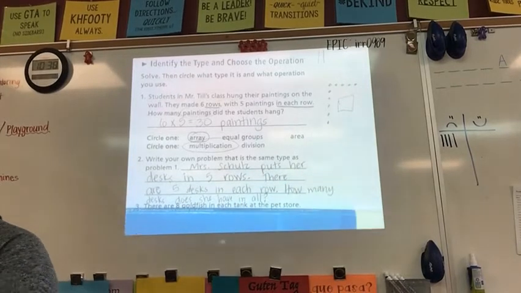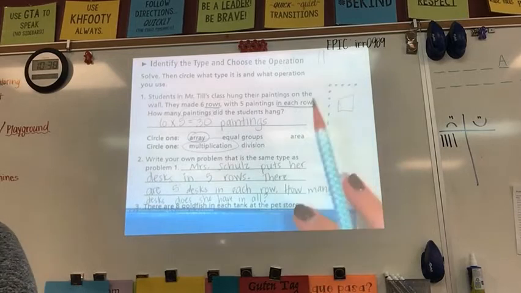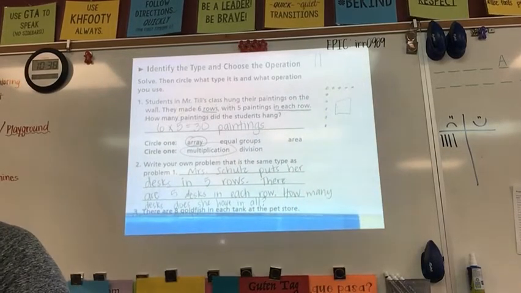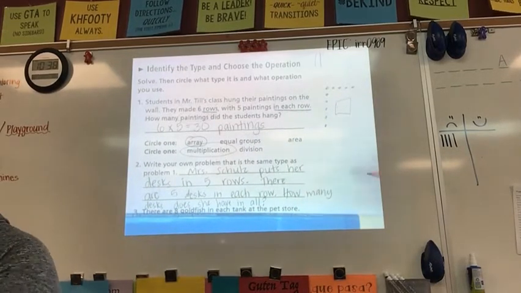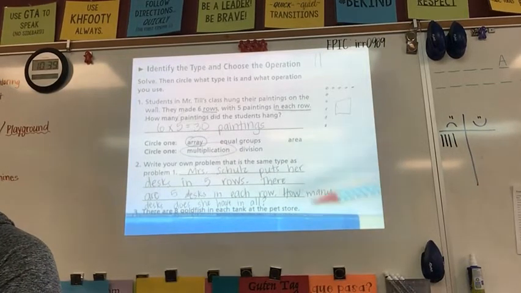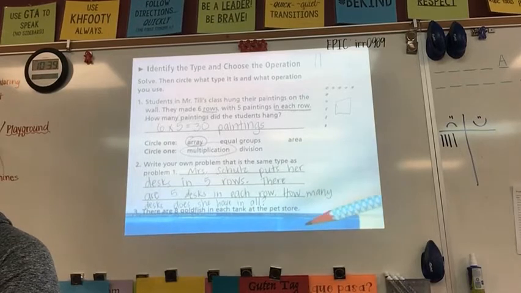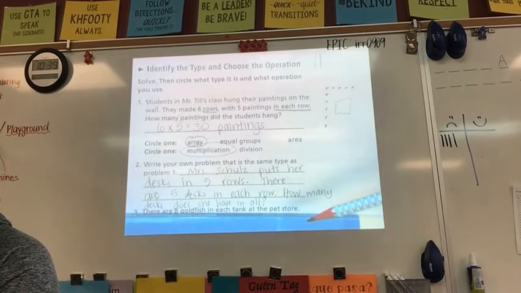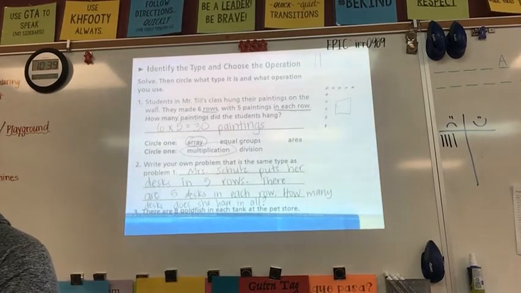Question mark. That's sloppy. Now, I've written my own problem that's the same type. That's it. That's all I got to do. I don't even have to solve it. And the reason for this is, by the end of today, you guys are going to have created some fun problems for us to practice on our next math workshop day. You are going to create the problems that your friends are going to be trying to solve.